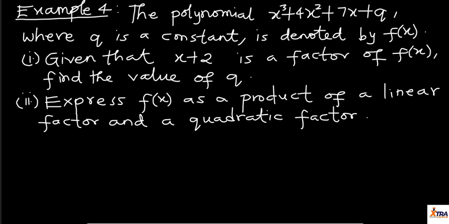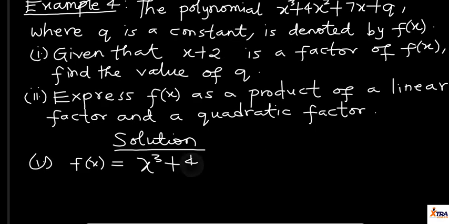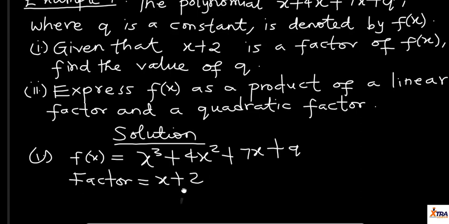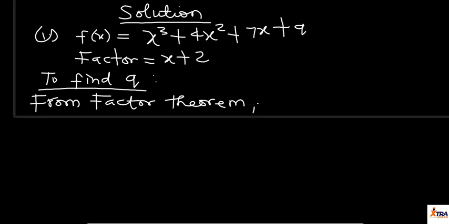So applying factor theorem, we are given that the polynomial f of x is x cubed plus 4x squared plus 7x plus q, where q is a constant. Fine. Then we are given x plus 2 as a factor. We are told to find the value of q. Now, to find q, from factor theorem, we remember that I will equate my factor to 0, and then whatever value we get, we substitute it into the original polynomial.